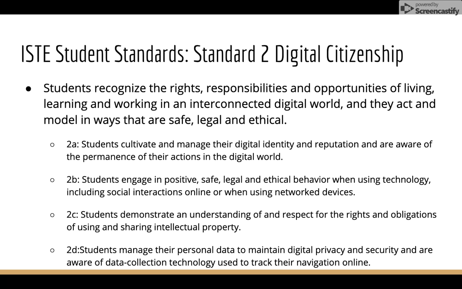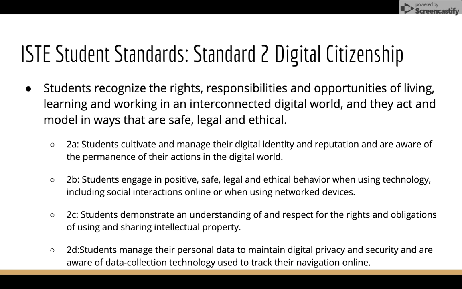So I'm going to talk to you and show you standard 2 of the ISTE student standards, digital citizenship. The standard is students recognize the rights, responsibilities, and opportunities of living, learning, and working in an interconnected digital world, and they act and model in ways that are safe, legal, and ethical.